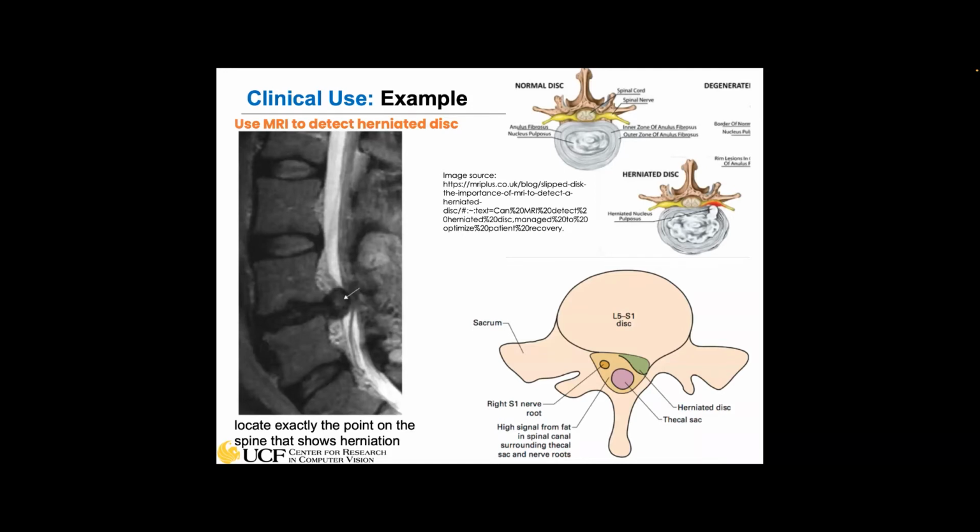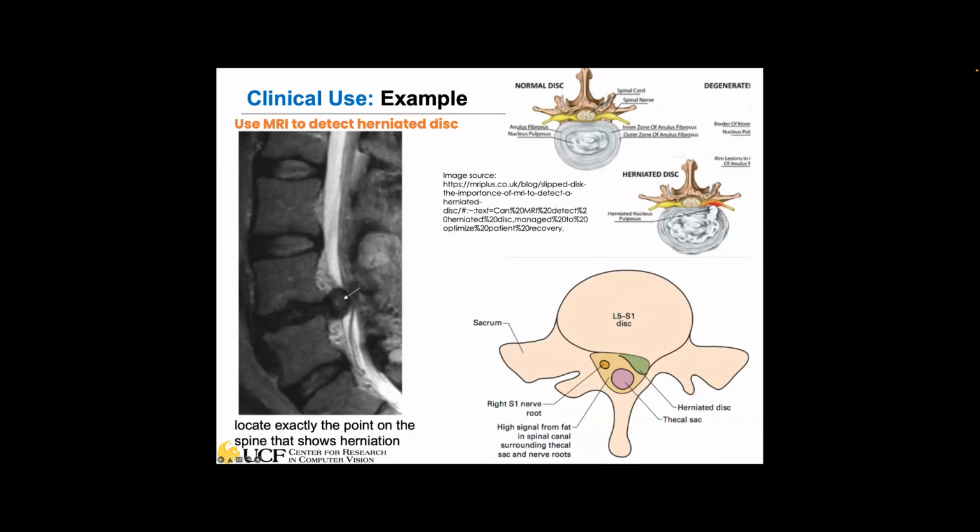Okay, so here I'll show a couple of clinical uses of MRI. The first is detecting or locating a herniated disc. A herniated disc is a fragment of the disc nucleus that is pushed out of the annulus. Here you can see a graphic illustration of a herniated disc, right? And here is a comparison which makes it more clear: this is the normal disc and this is the herniated disc.